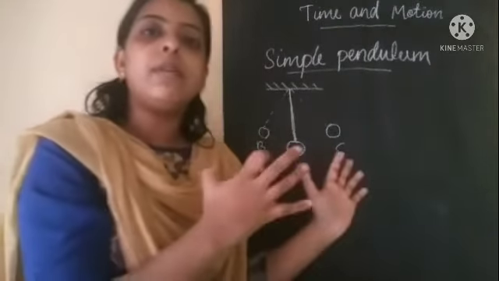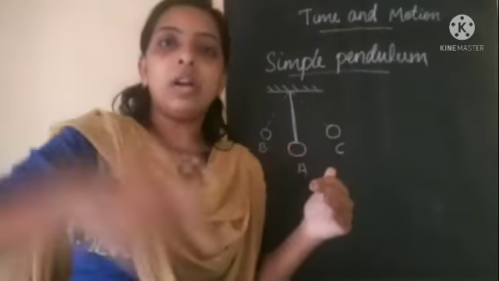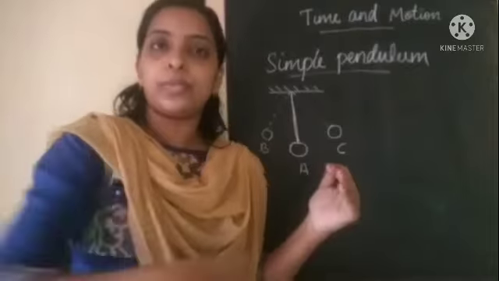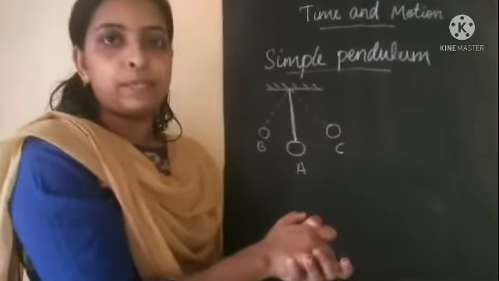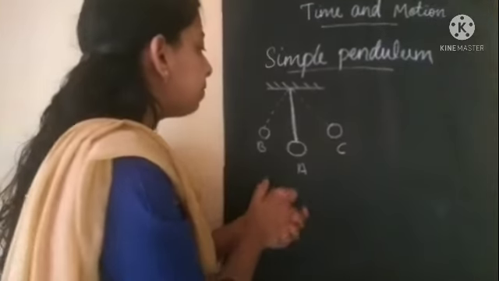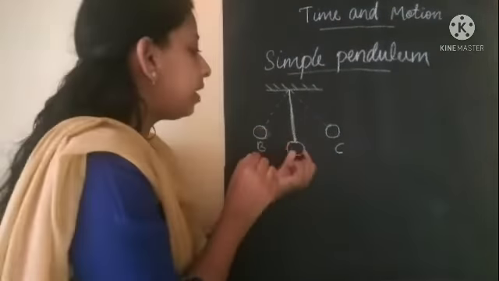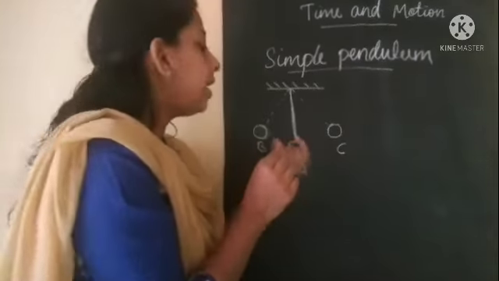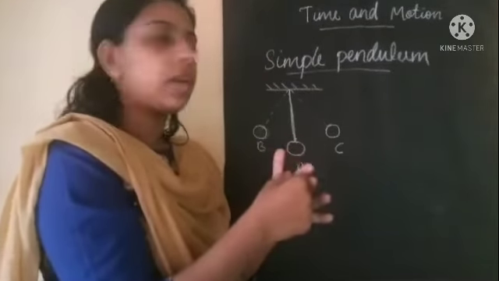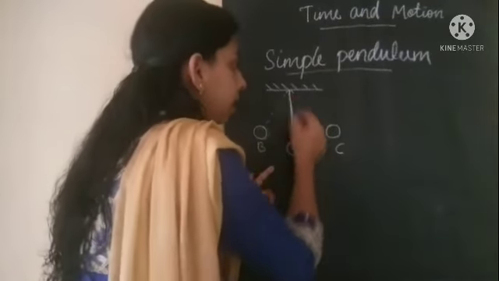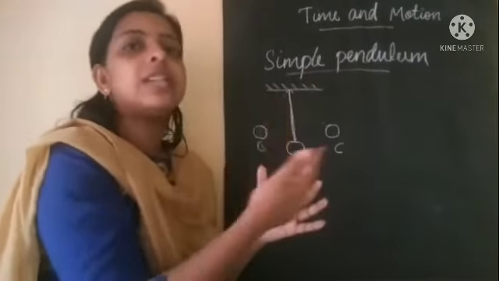It is like a pendulum clock you might have seen. In a pendulum clock, the pendulum moves to and fro. In the same way, this simple pendulum also will move. I already told you that it contains a metallic ball, which is considered the bob, and this is a string, which is attached to a rigid support.